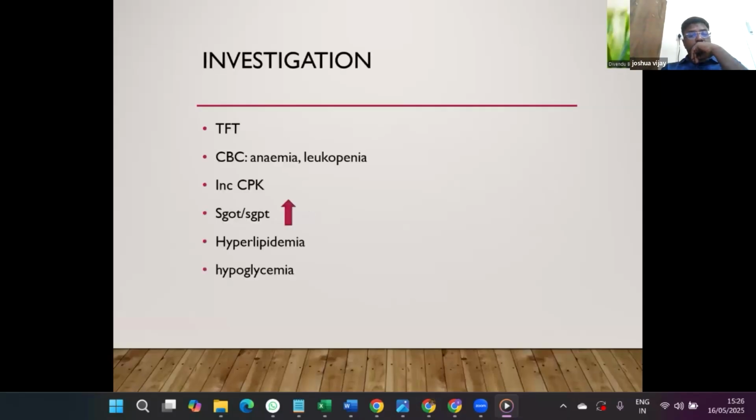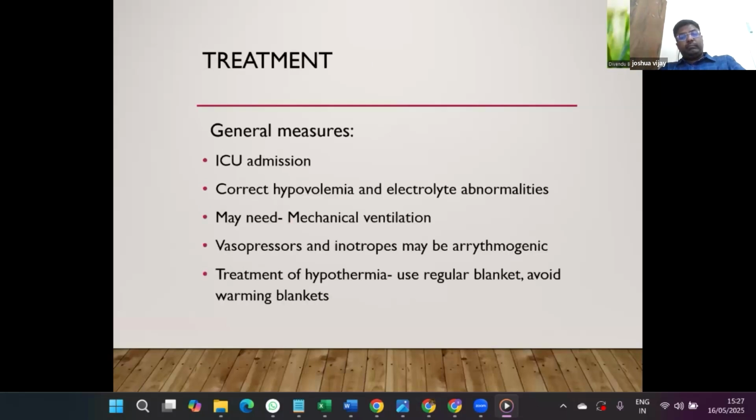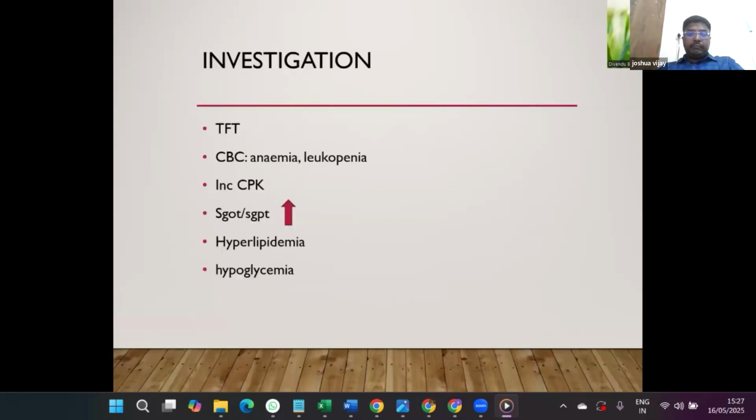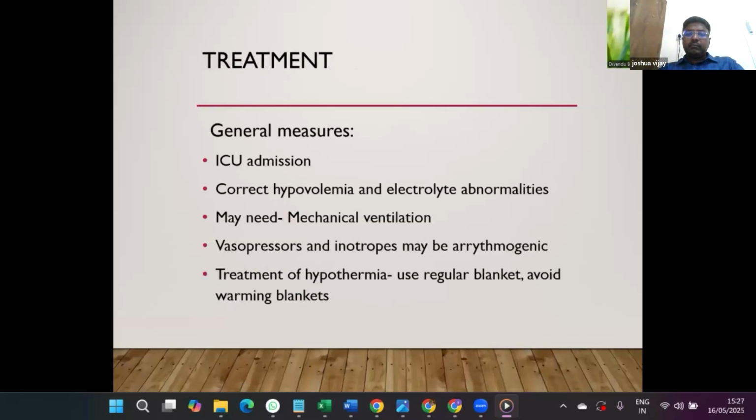What investigation do we send when we think about this? We can send TFT and CBC. CBC can reflect anemia or leukopenia. Increase in the CPK level, SGPT can be high, hyperlipidemia and hypoglycemia. So you can see that Myxedema Coma is mostly associated with hypoglycemia, in contrast to thyroid storm, which mostly increases the blood sugar level.